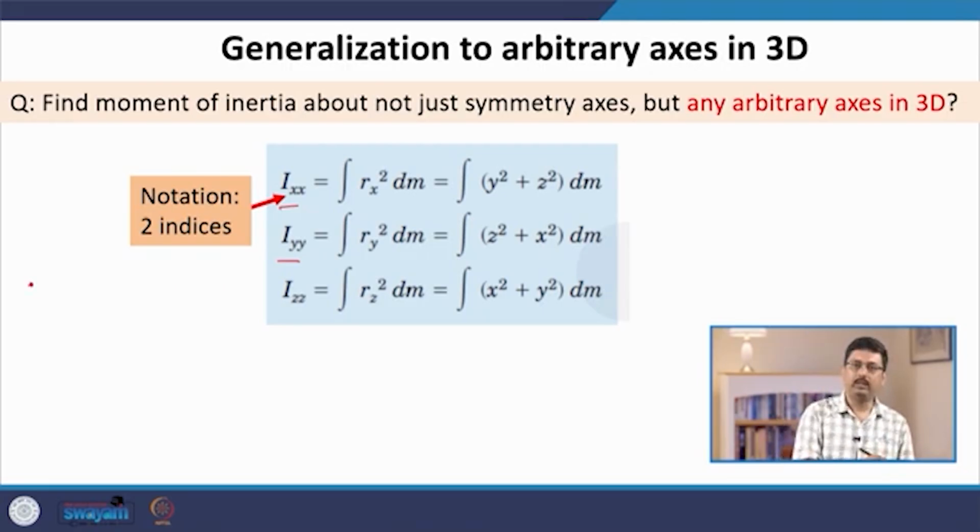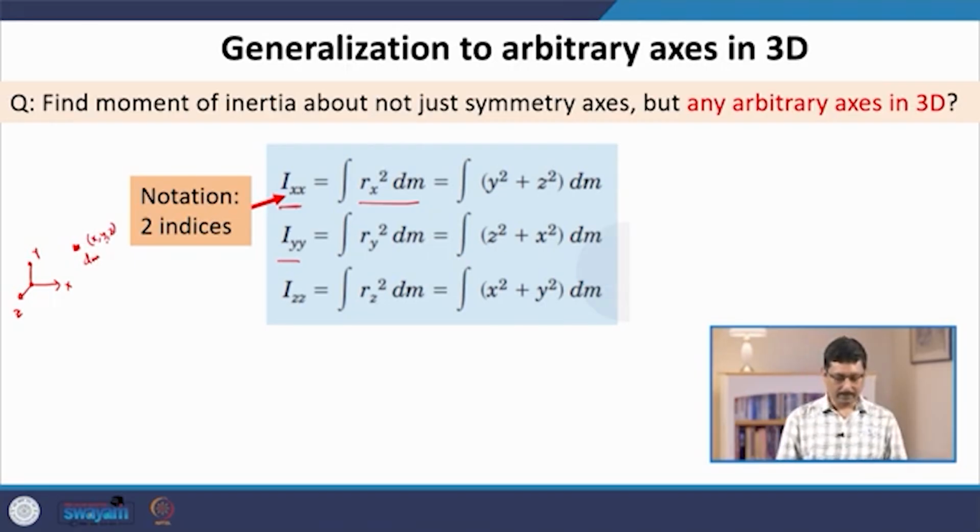So, you take any point in 3D as your origin, not the center of mass, but any point, then you draw some x axis, some y axis and some z axis. Then the moment of inertia, the 3 components, are defined as the following. The first component Ixx is given by this definition. You consider a particular mass element dm in space located at some point with Cartesian coordinates x, y, z. Then Rx square.